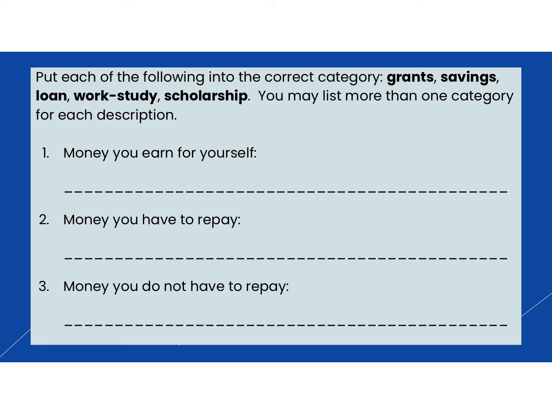Now we will list all of the 5 different payment methods in the correct categories below. The first category is money you earn for yourself. If we have a savings account, that means that we're saving up money over time so that when it comes time for college, we have some money that we can go towards paying our tuition. We also earn money for ourselves with a work study when we have a job related to our field at the college campus or at a local organization.